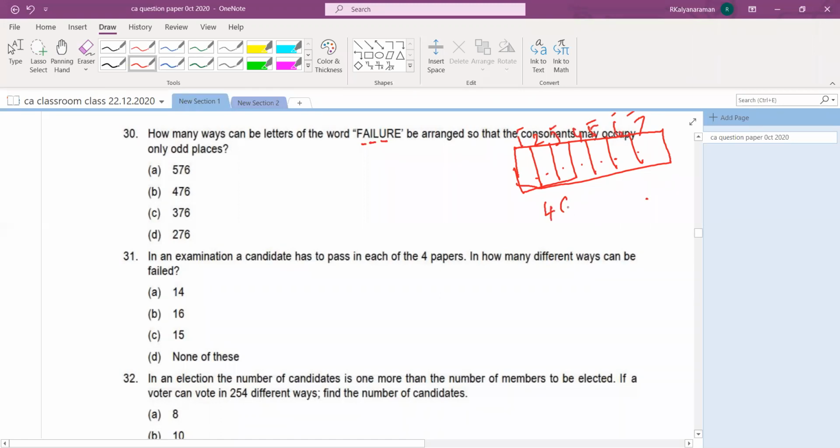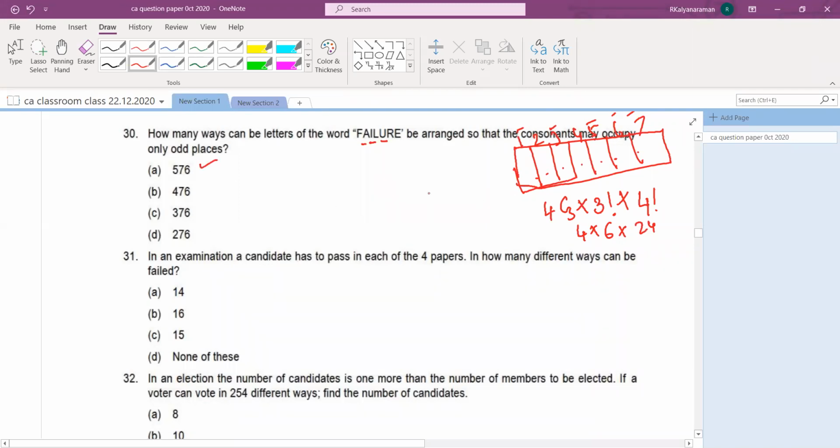So that can be done in 4C3 ways. Into the 3 consonants can be arranged in 3 factorial ways. In the remaining 4 slots, you have 4 vowels, so it has 4 factorial ways. So 4C3 is 4 into 3 factorial is 6 into 4 factorial is 24. So it is 24 into 24 is 576.